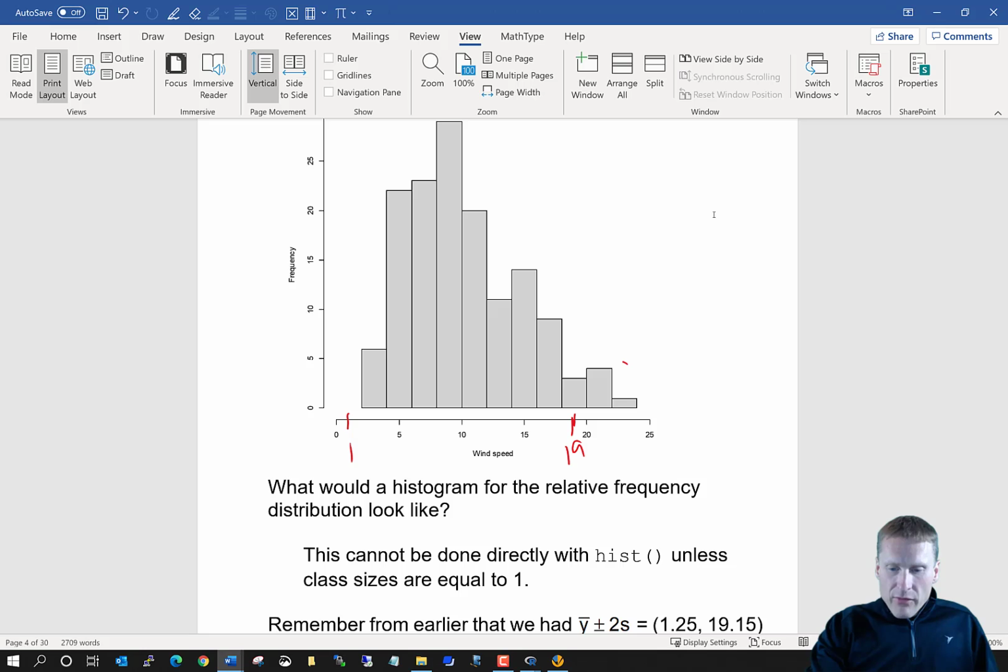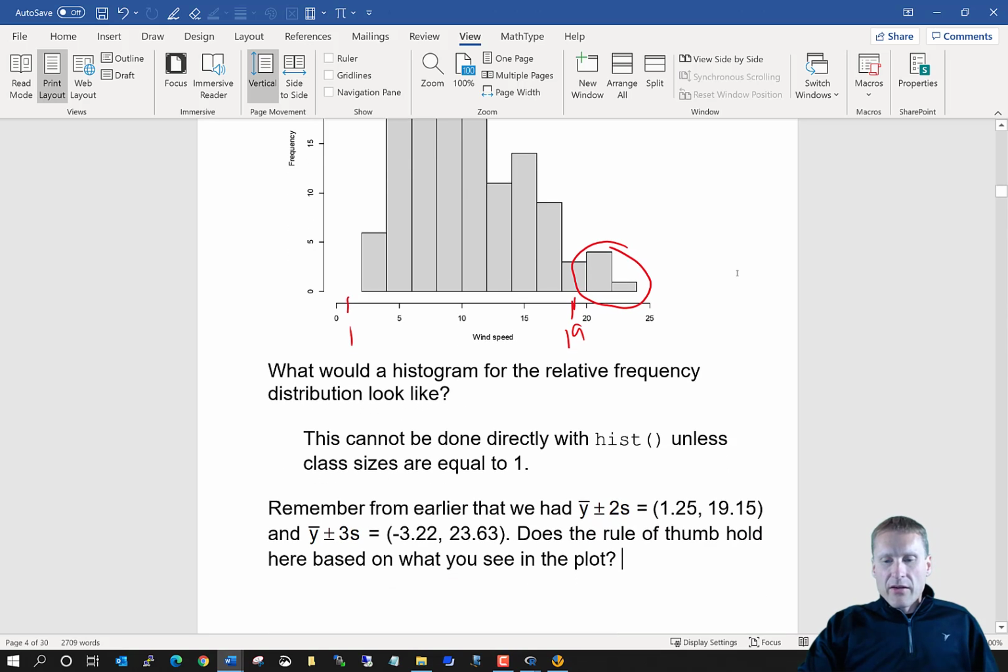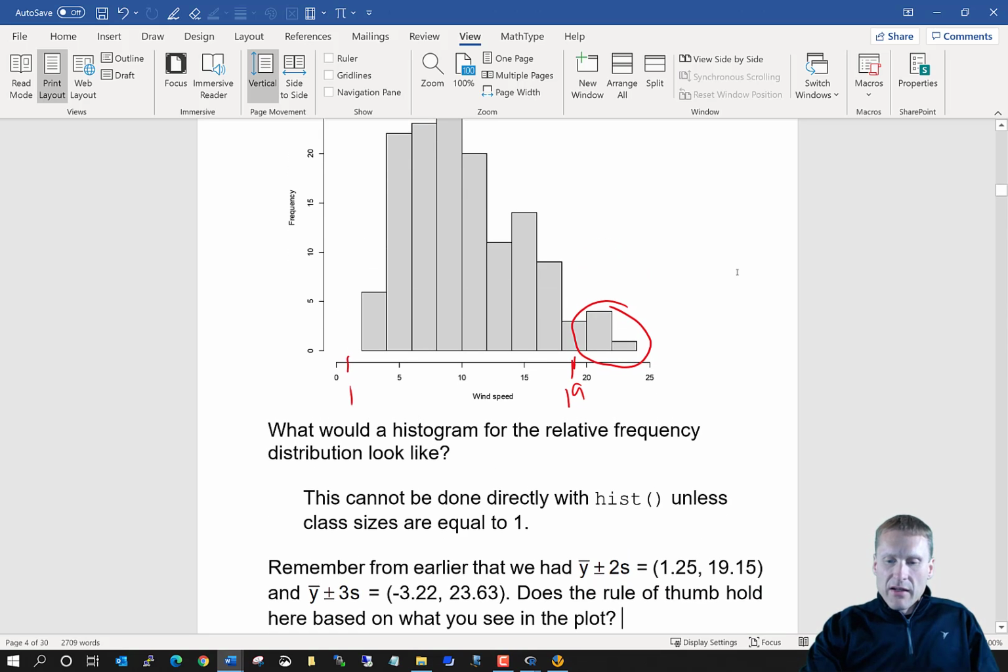Yes, we do have a few observations that fall to the right of that upper bound, but if we were to go to 3 standard deviations, we would see that 23.63 would fall there. I don't remember what the exact largest value was, but we can see that we essentially got everything within that rule of thumb. So this is just a nice way to illustrate what that rule of thumb can do.